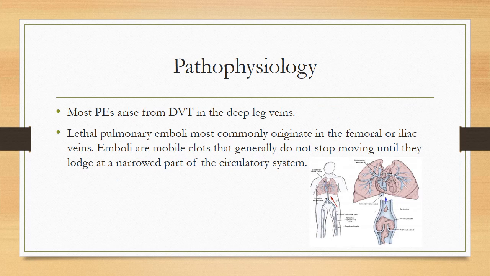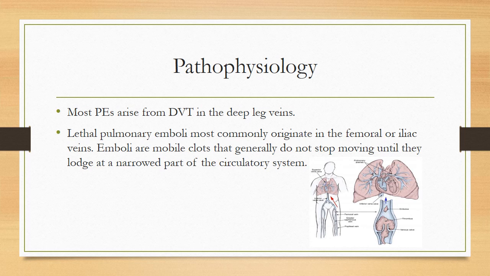The pathophysiology associated with PE is that most PE arises from DVT in deep leg veins. Venous thromboembolism is the preferred terminology used to describe the spectrum of pathological conditions from DVT to pulmonary embolism. Lethal pulmonary emboli most commonly originate in the femoral or iliac veins.